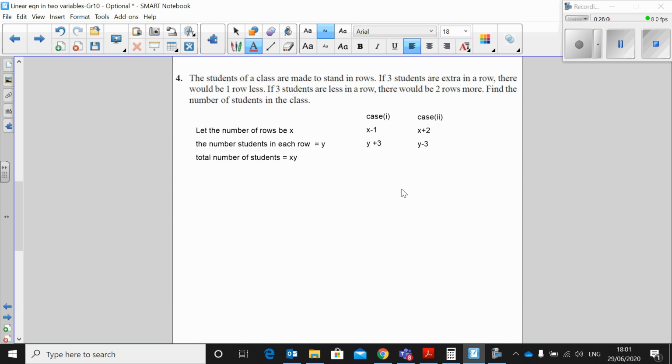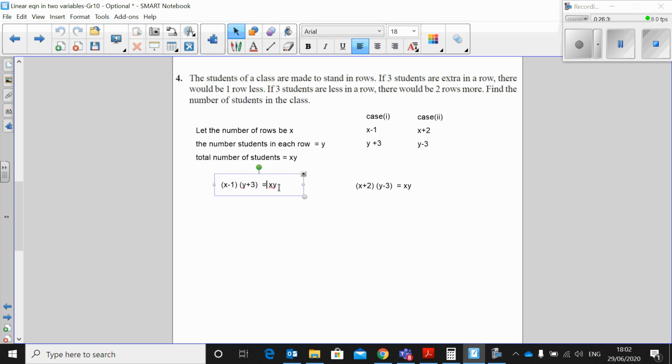In both the cases, what is happening? The number of students remains the same. So x minus 1 into y plus 3 is equal to xy. Similarly, x plus 2 into y minus 3 also still remains xy, because the total number of students is not increased or decreased. They still remain the same, xy.